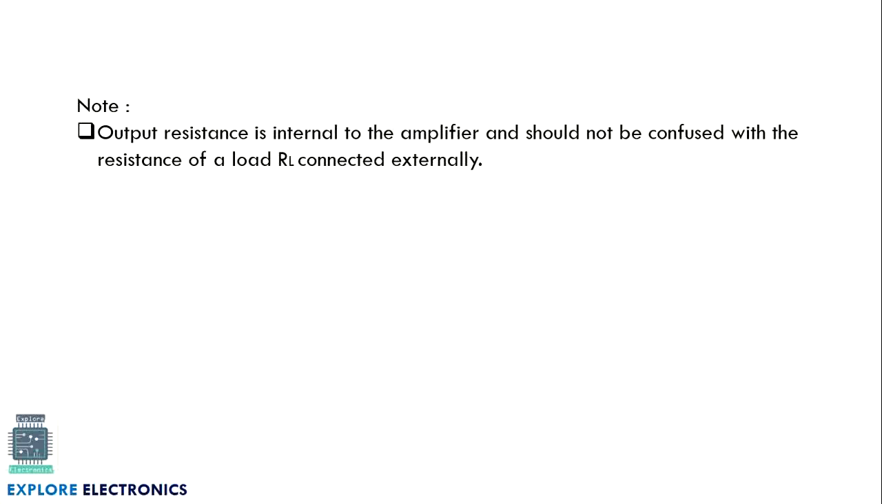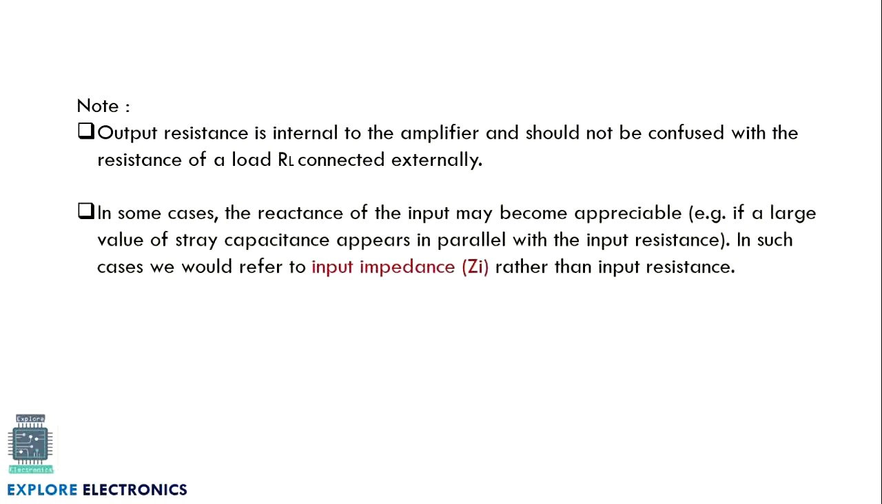So with respect to the resistances, we need to note these points. We are not supposed to get confused with the RL connected in the circuitry. This RL is a load resistance, or the resistance of the load which we are going to connect to the output of the amplifier. Output resistance is not the same as RL. Output resistance is internal to the amplifier and RL is external to the amplifier.